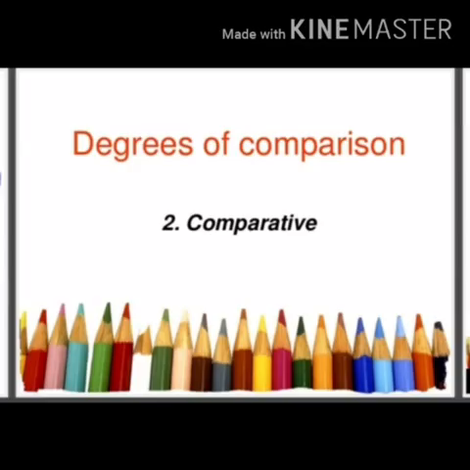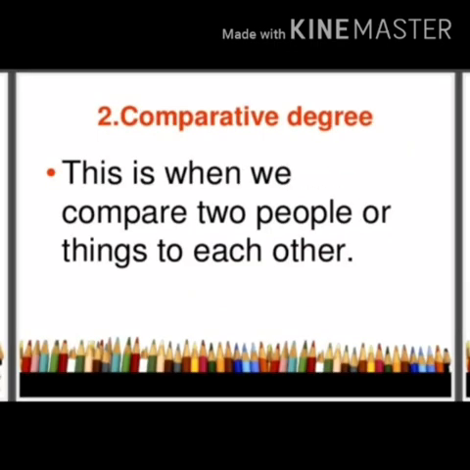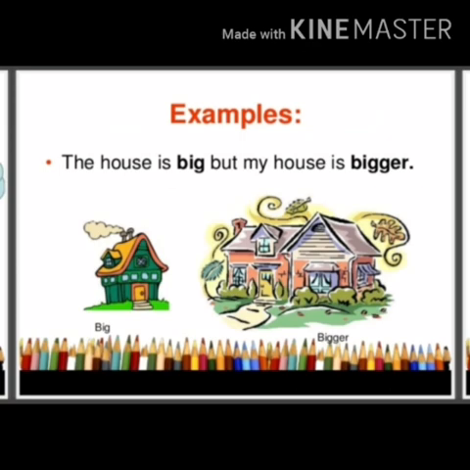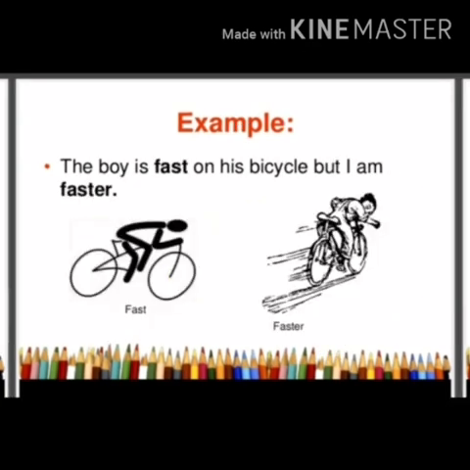What is comparative degree? Children, in this case, we compare 2 people or things to each other. For example, the house is big but my house is bigger. Here we are comparing one house with the other one because the other one is bigger than the first one. Now we will see the next example: the boy is fast on his bicycle but I am faster. Again the comparison is going on between 2 persons. I is being compared with the boy.